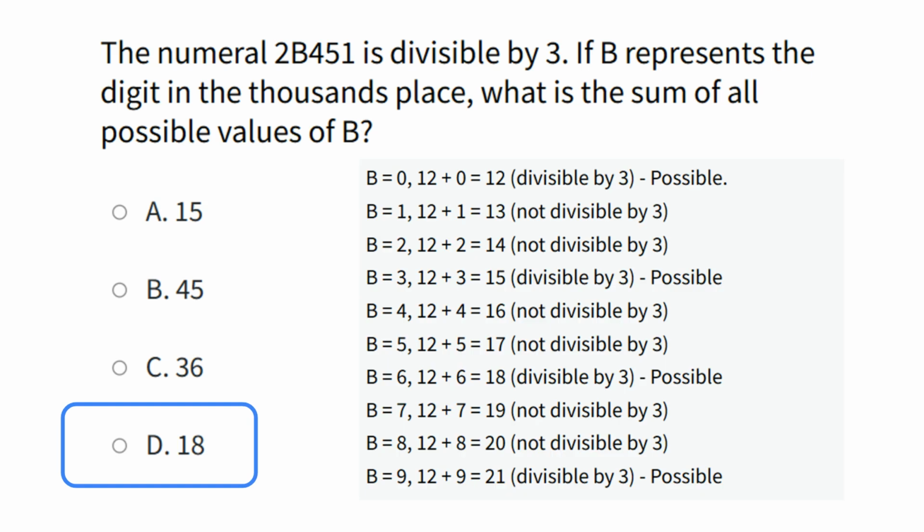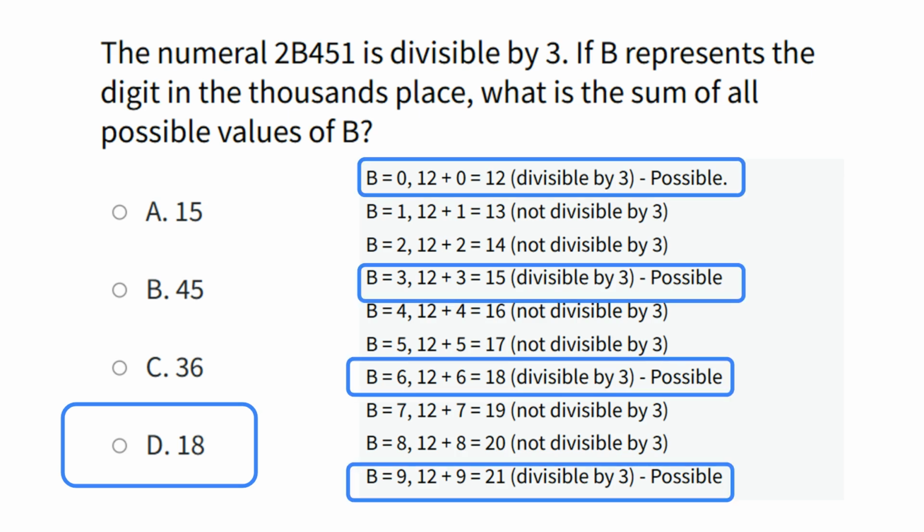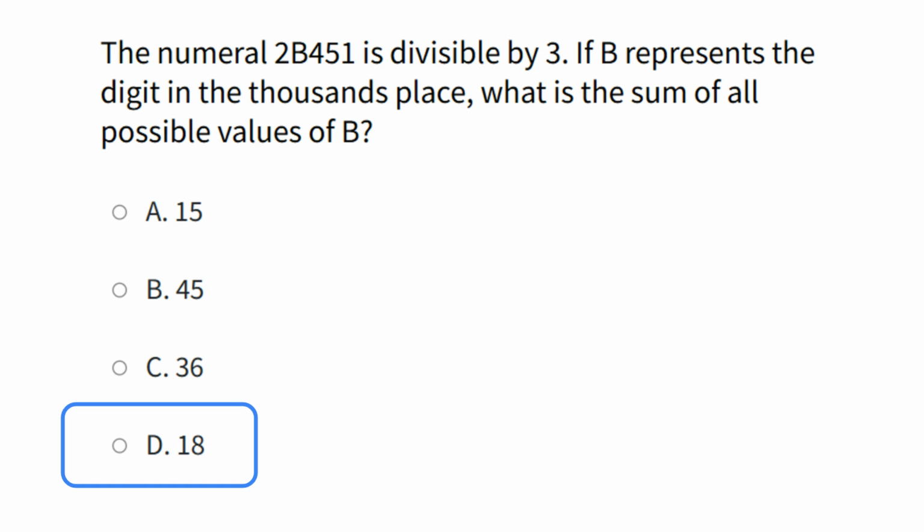If we take a look at our solution, the possible values for b that allow the number to be divisible by 3 are 0, 3, 6, and 9. Thus, the sum of all possible values of b is 0 plus 3 plus 6 plus 9 equals 18.